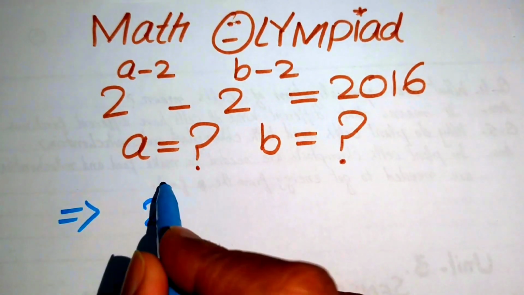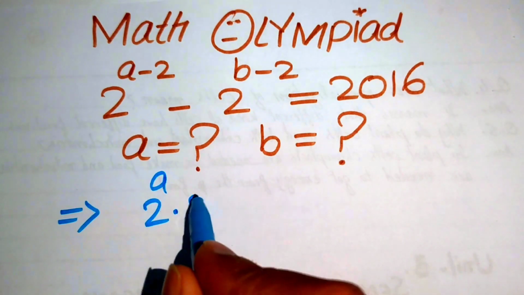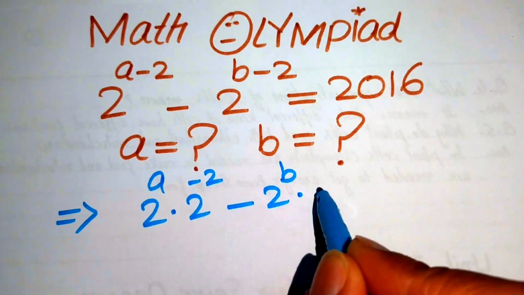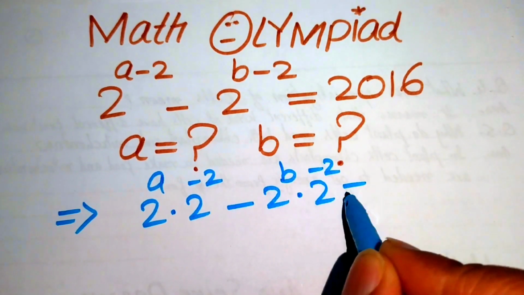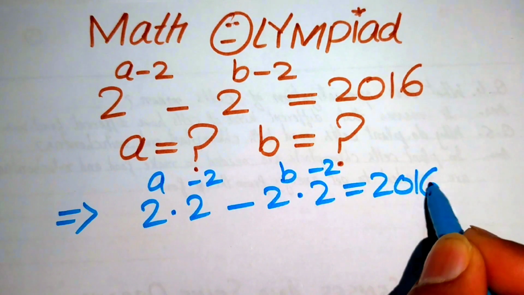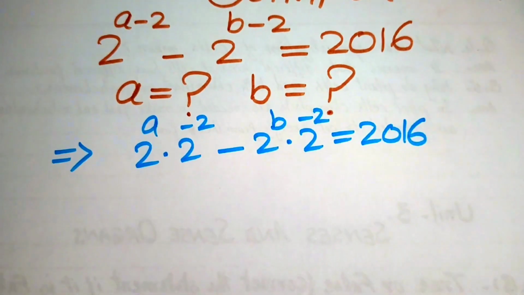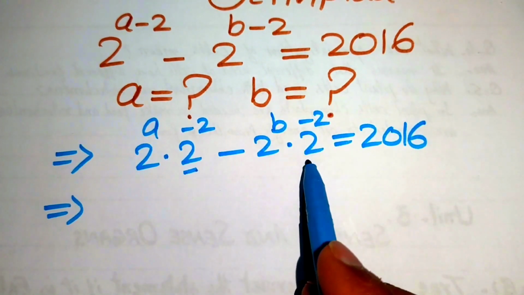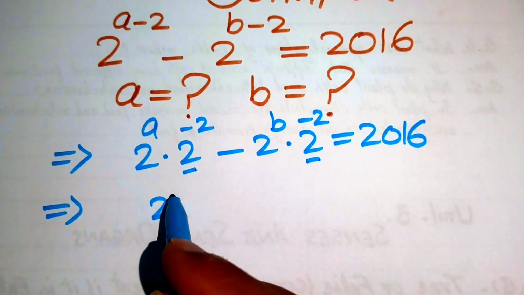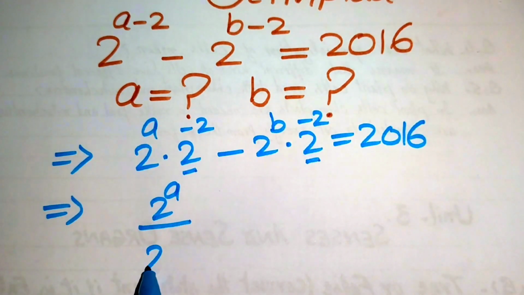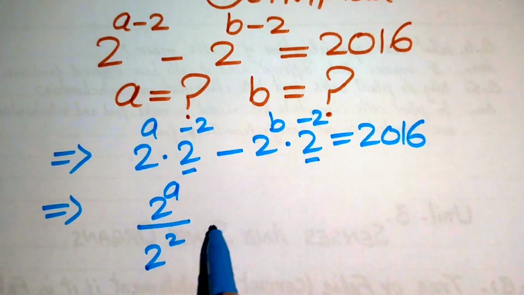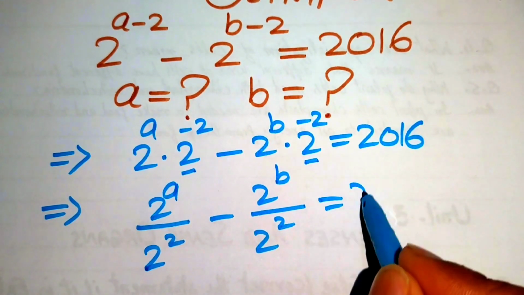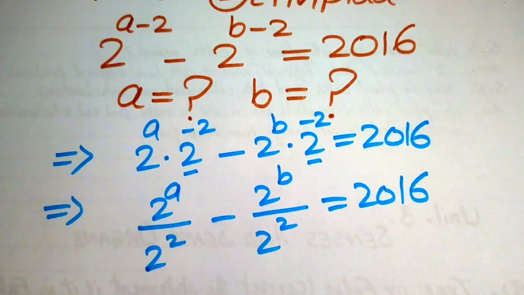So we write it as 2 to the power of a times 2 to the power of minus 2 minus 2 to the power of b times 2 to the power of minus 2 equals 2016. And now in the next step we move this term to the downside, and this term also downside, and we write it as 2 to the power of a over 2 to the power of 2 minus 2 to the power of b over 2 to the power of 2 equals 2016.